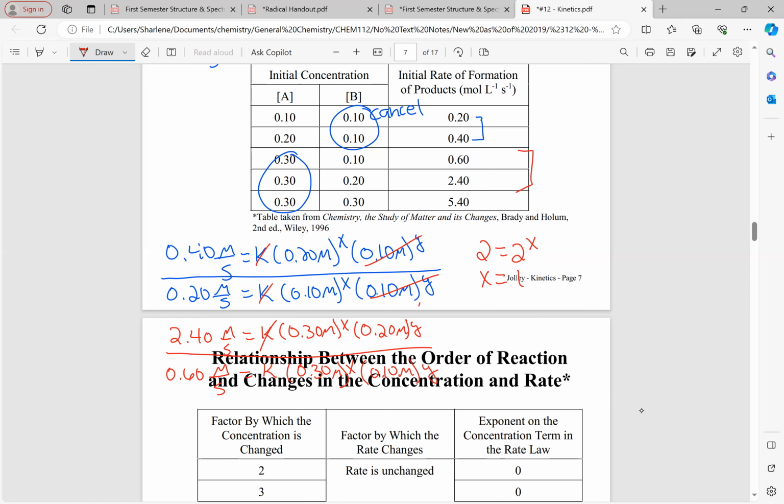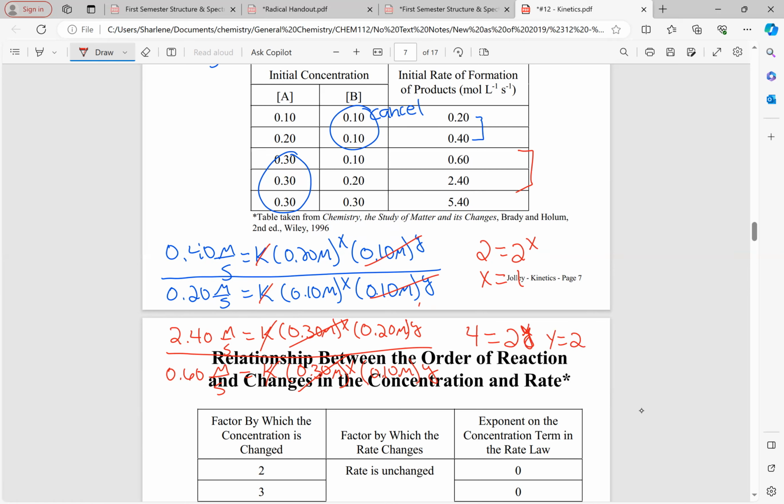All right, guess what? My K's are gone, and so are my A's. Okay, so that variable X is gone. And so 2.4 divided by 0.6 is 4, is equal to 0.2 divided by 0.1, 2 to the X. So in this case, that's a Y, not an X. Y is equal to 2. So I now know two of the pieces. I know X and I know Y, and I am just going to solve for the K value.